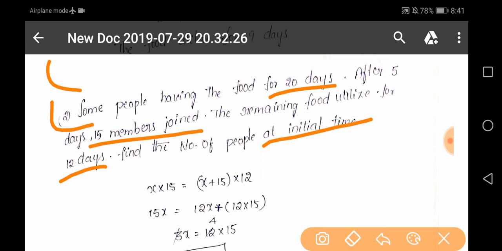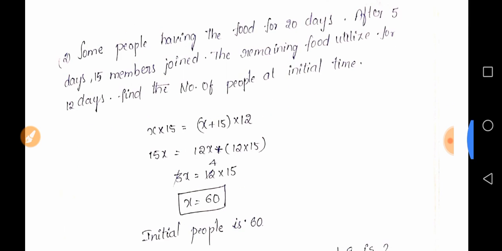The members left, the members added. Now, they are not giving the numbers of members. We have to find out the people. They are giving how many days the food is utilized and everything. So here we will be directly doing this.